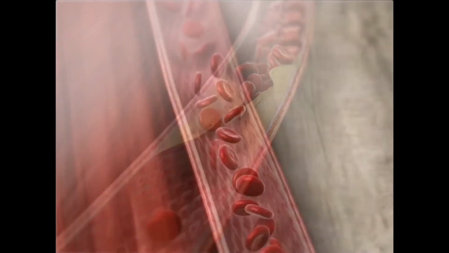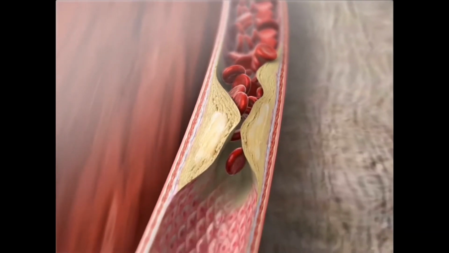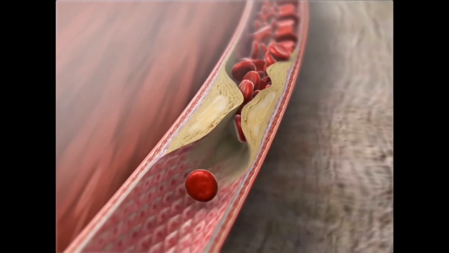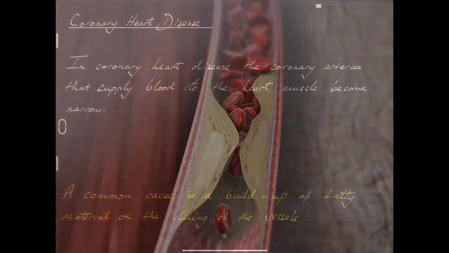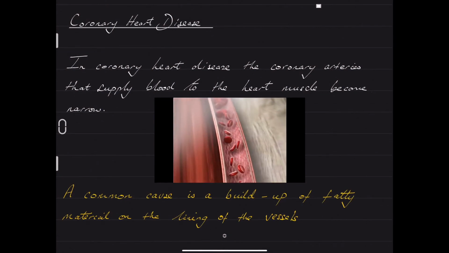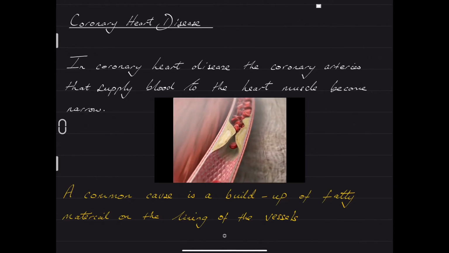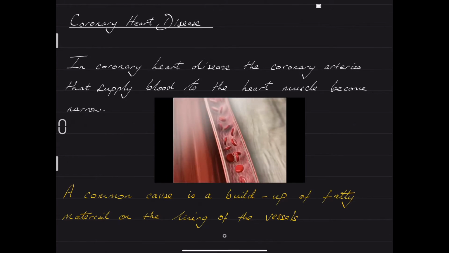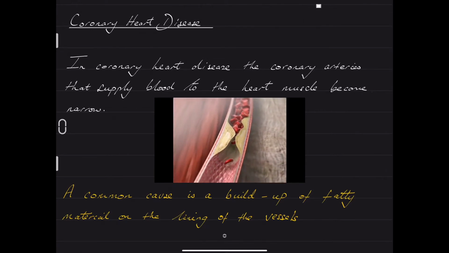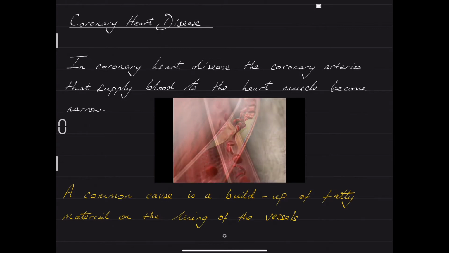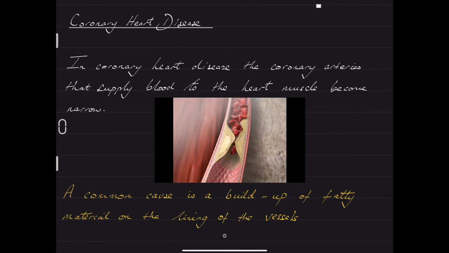So I want you just to take a look at this simulation here and just appreciate how the narrowing of arteries, and specifically coronary arteries, occurs via the fatty deposits. So let's put some of this into words. Can you take down the sentence that in coronary heart disease, the coronary arteries that supply blood to the heart muscle become narrow? And the next point I want you to put down immediately after that is that a common cause is a buildup of fatty material on the lining of the blood vessel.